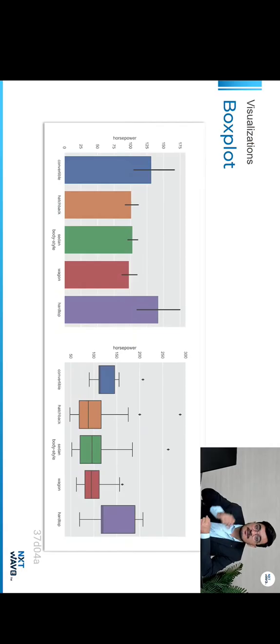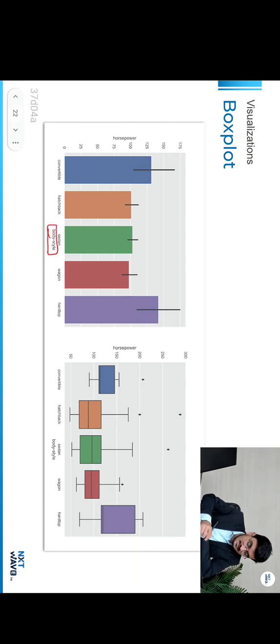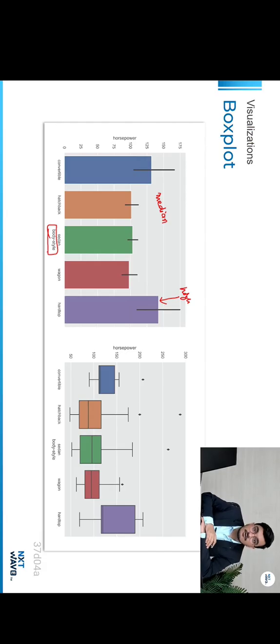Let's have a small comparison between box plots and bar plots. Here, this bar plot represents the body style wise median horsepower for each body type. Now we get a clear understanding that the median for hardtop is comparatively high compared to all the other categories. So we can say in general, hardtop has higher horsepower compared to other body types.